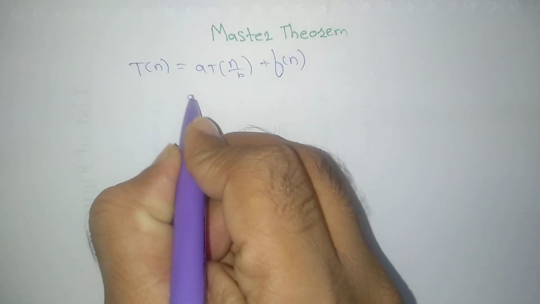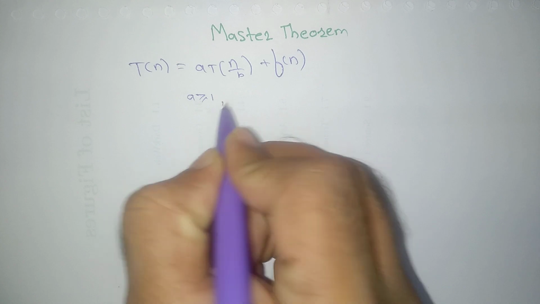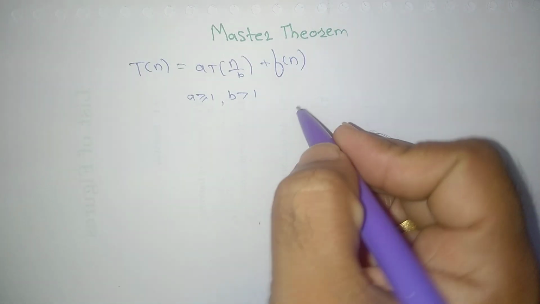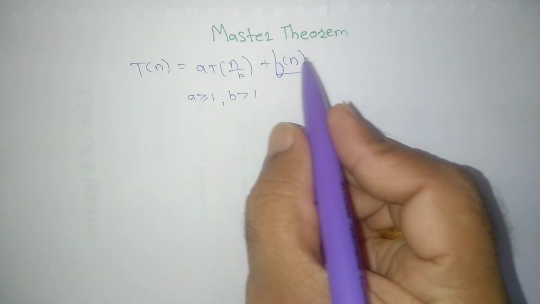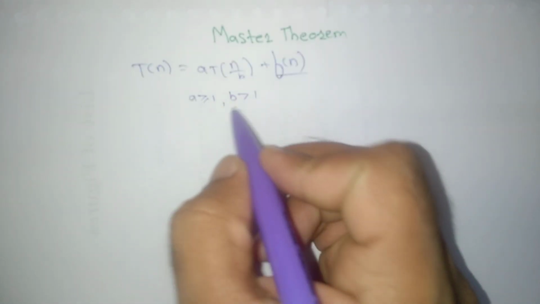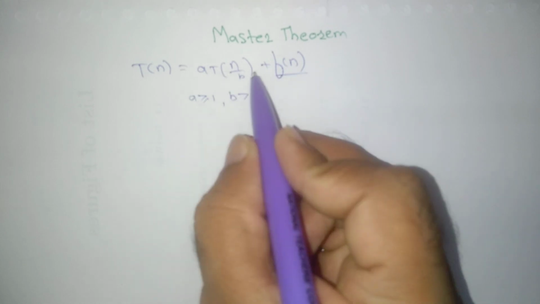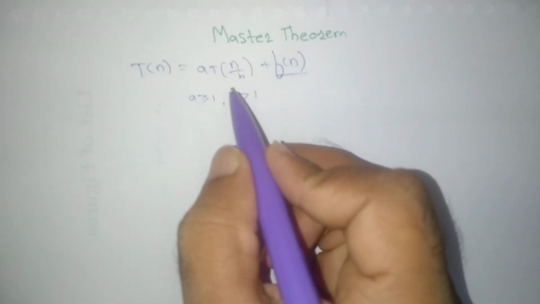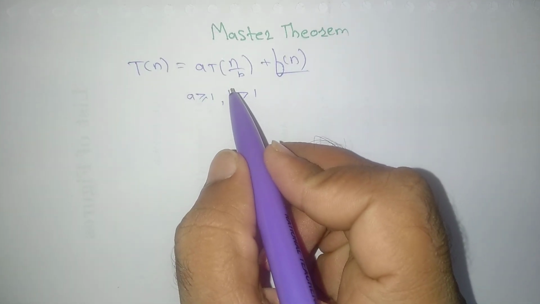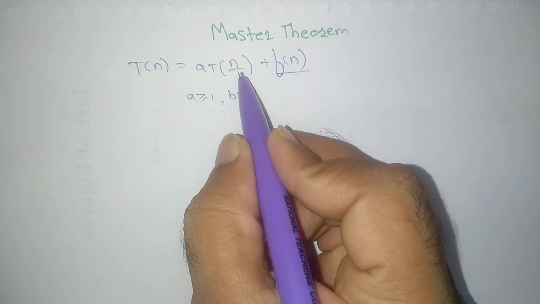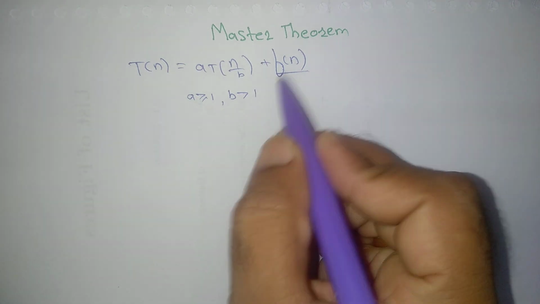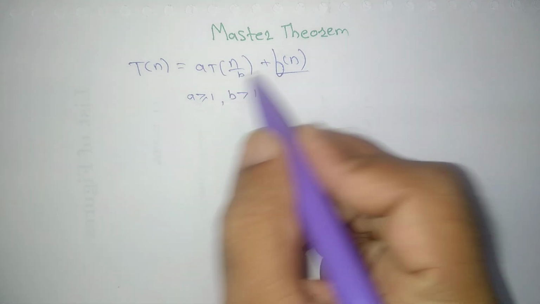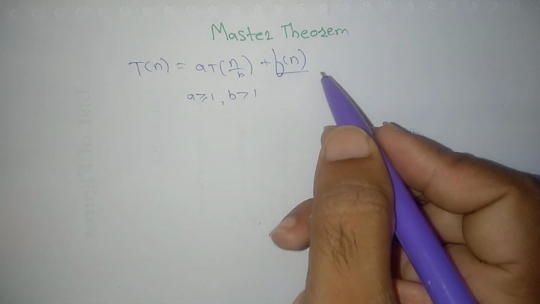The condition is a must be greater than or equal to 1 and b must be greater than 1, and this is f(n). So whatever problem statement is given to us, we have to compare with our standard formula of the master theorem, T(n) = aT(n/b) + f(n). We'll try to take one example and understand how it's going to happen.